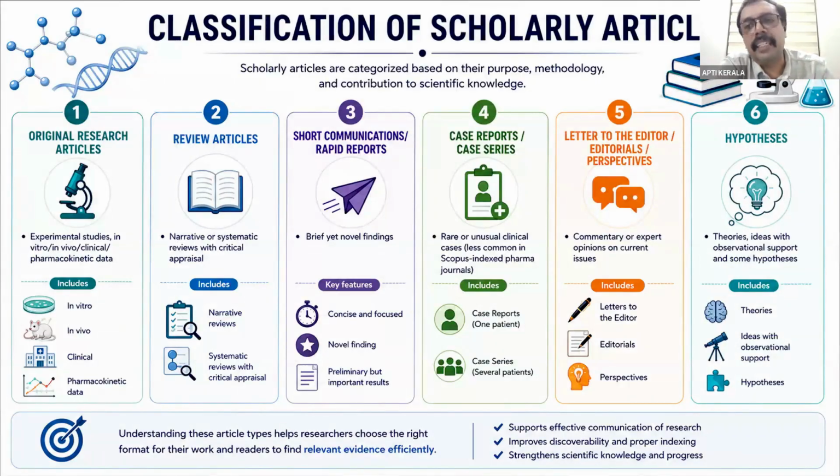So there are different categories. Which category do we need to aim for? You need to first decide whether it should be a research article, a review, a short communication, case reports, a letter to the editor, or a hypothesis. These are the areas where we can start writing the publication. So the first thing is to understand which one we need to concentrate on.